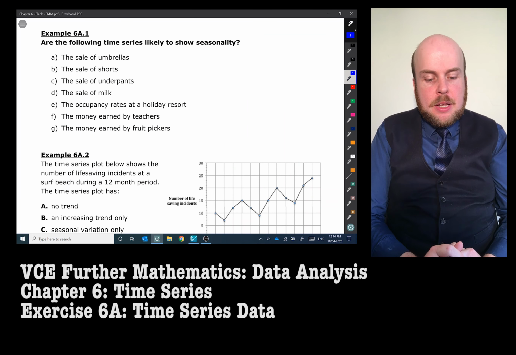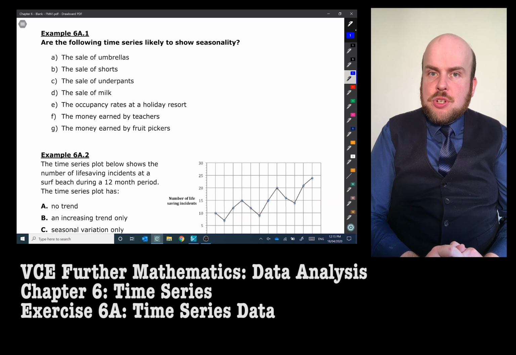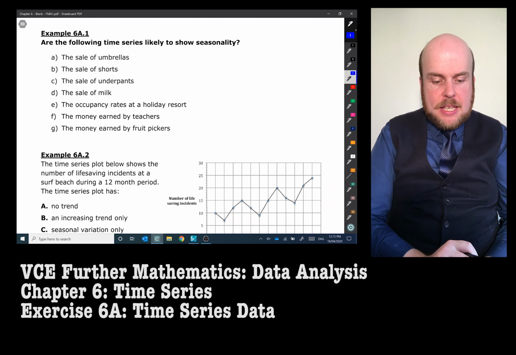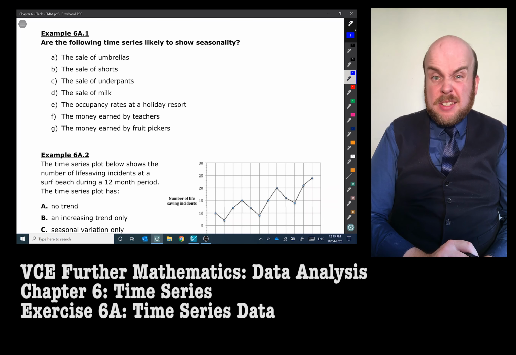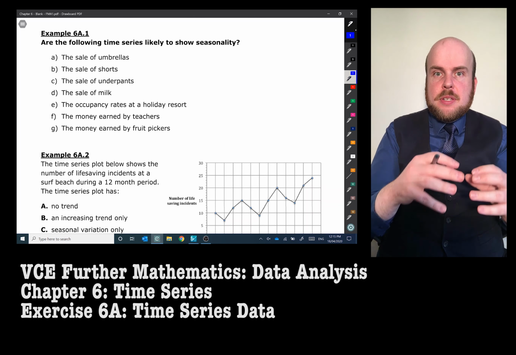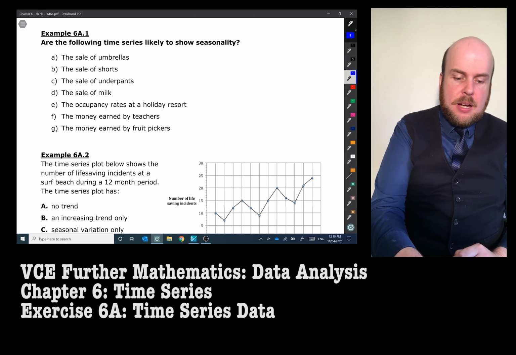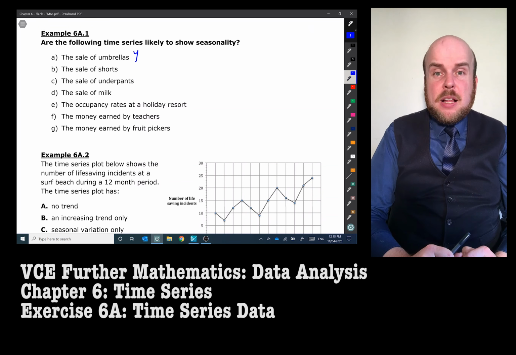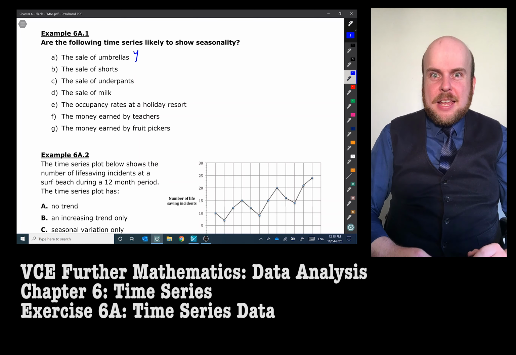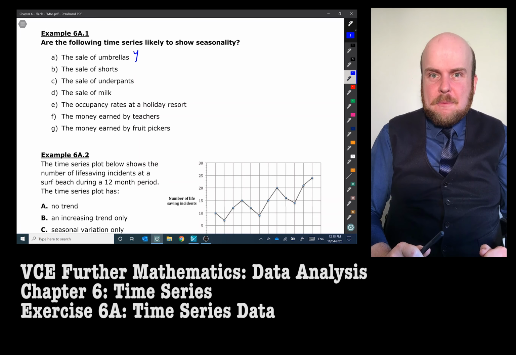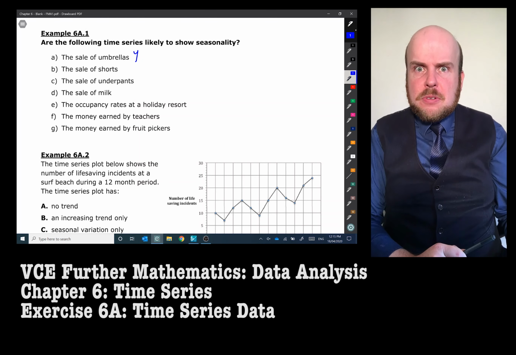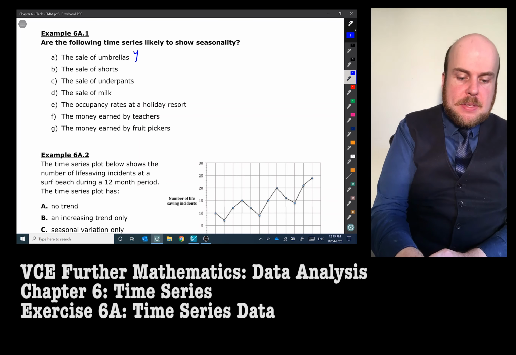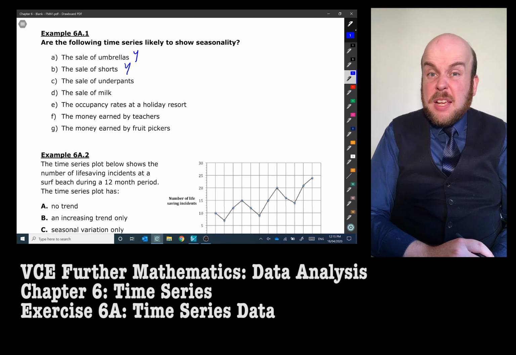Example 6a.1. Are the following time series likely to show seasonality? In other words, will there be changes throughout the year? The sale of umbrellas. Well, considering most of the time the sales would dip in summer and increase in winter, I'd say yes. Sale of shorts? Well, I know that a lot of people like to be very hard and wear shorts all the time as opposed to trousers, but generally people will wear shorts as summer wear during the warmer months, so I'd say yes.